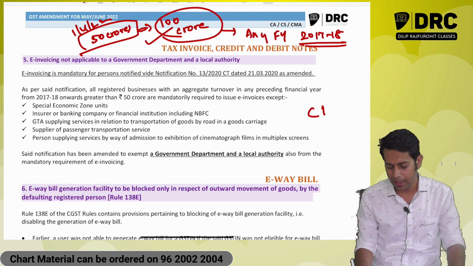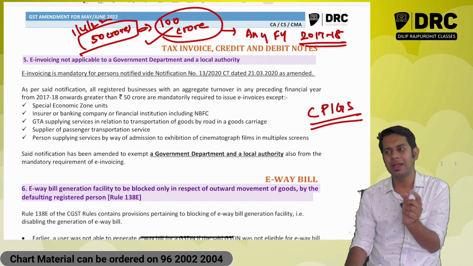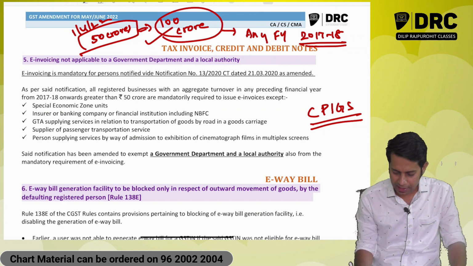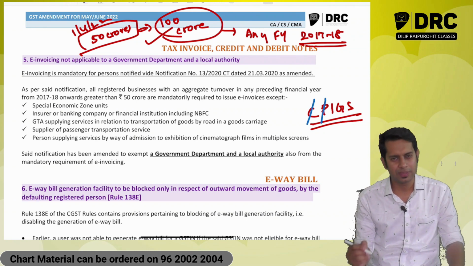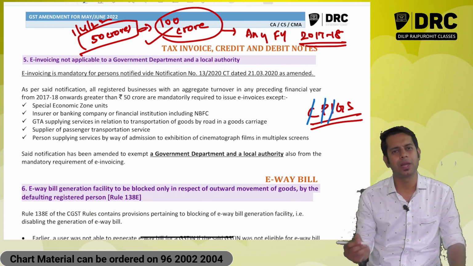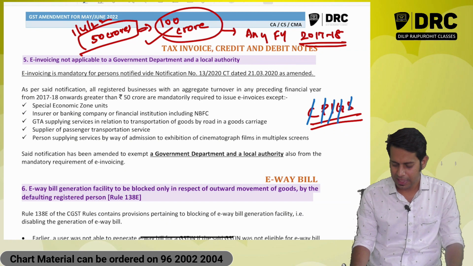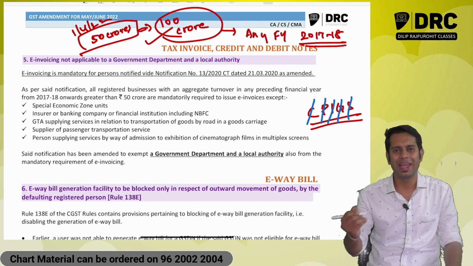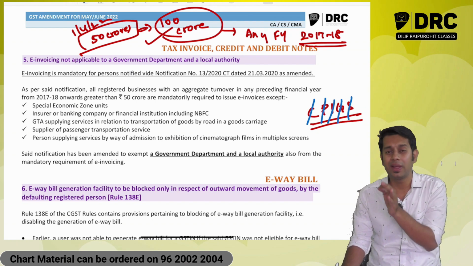Who were those people? CPICs. What do you mean by CPICs? C for cinema halls and multiplexes. P for passenger transport service provider. I for insurance company, banking company, etc. G for goods transport agencies. And S for special economic zone units, SEZ units. So these were already there.